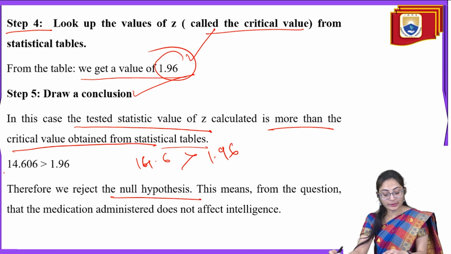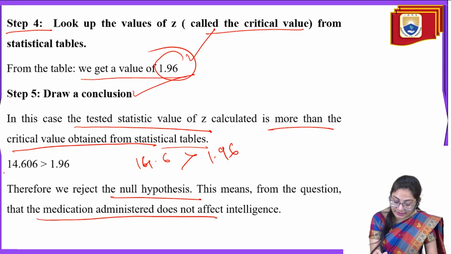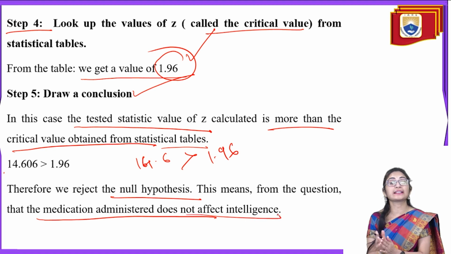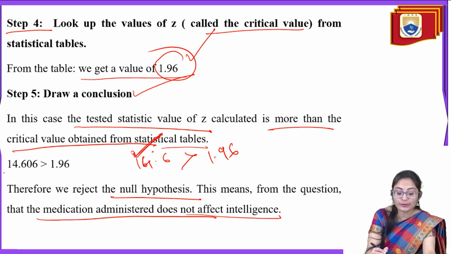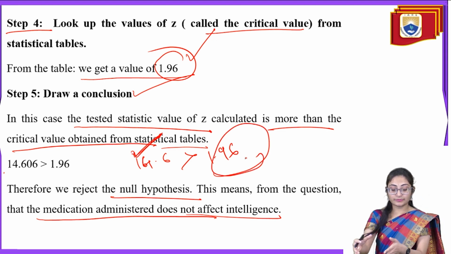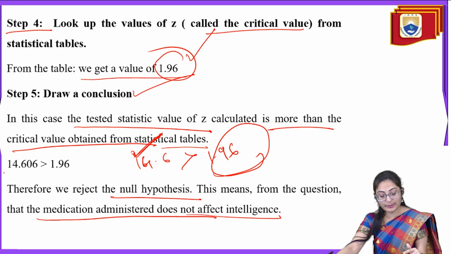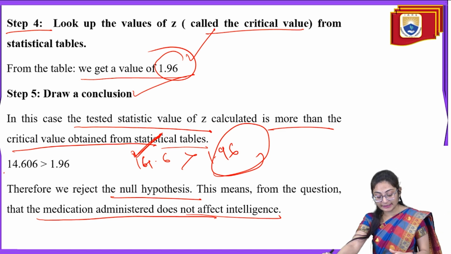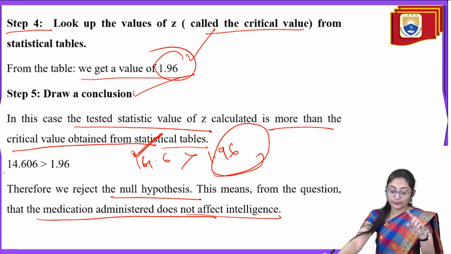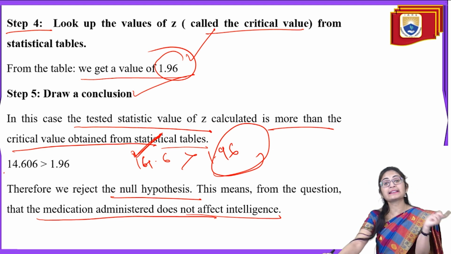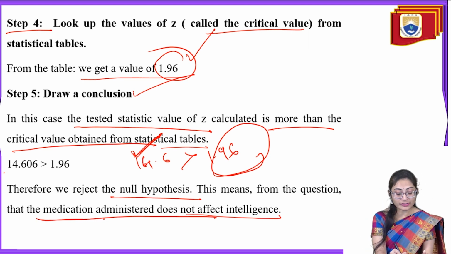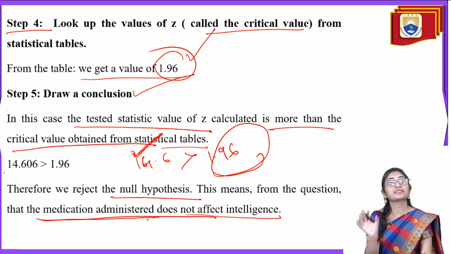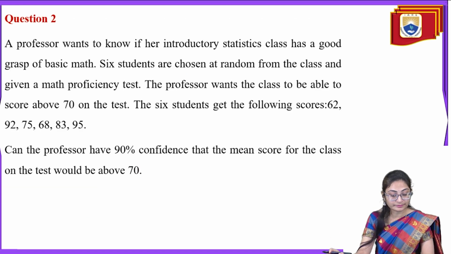This means that, according to the question, the medication administered does not affect intelligence. If the statistic value is less than the statistical table value, then we can consider that the medication affected intelligence. But here we reject the null hypothesis, and we reach the conclusion that the medication administered does not affect intelligence.